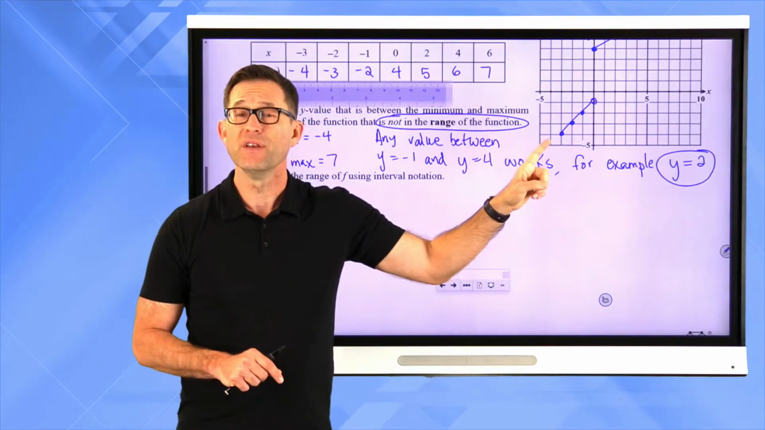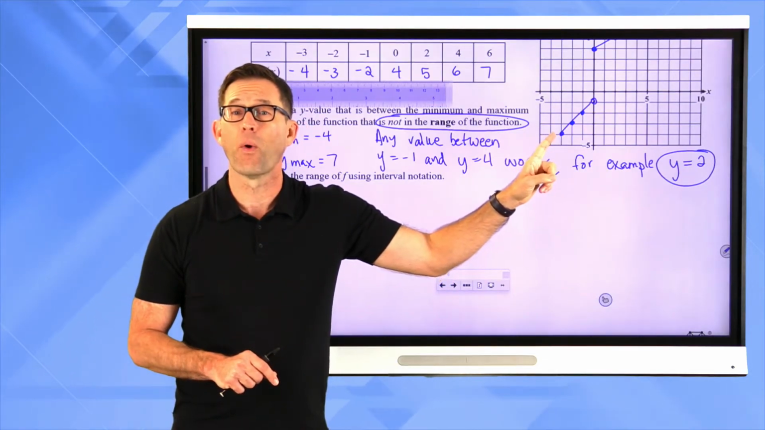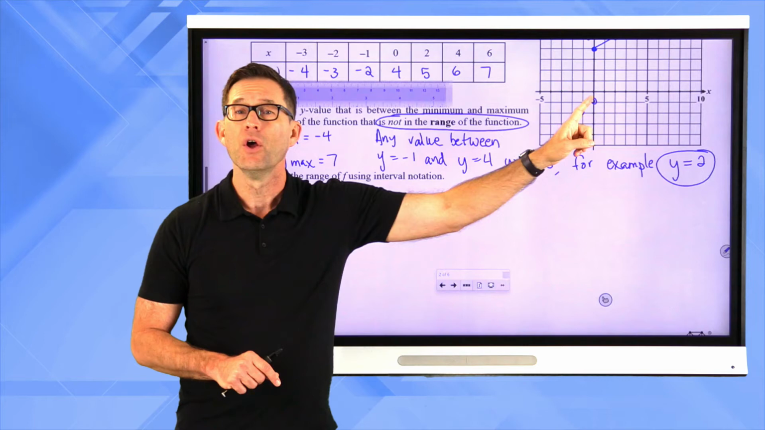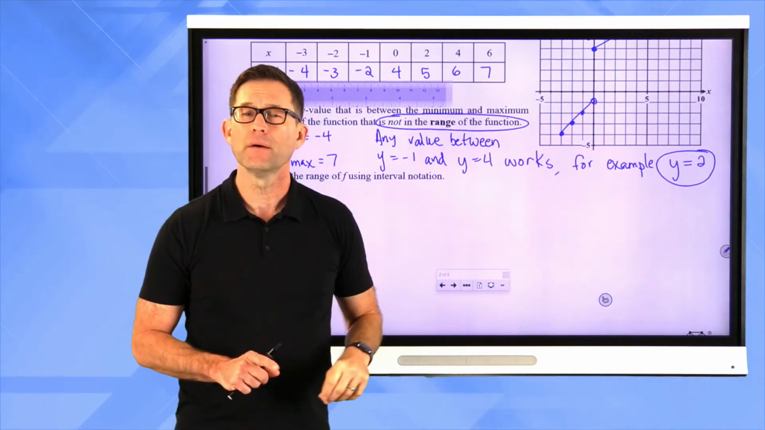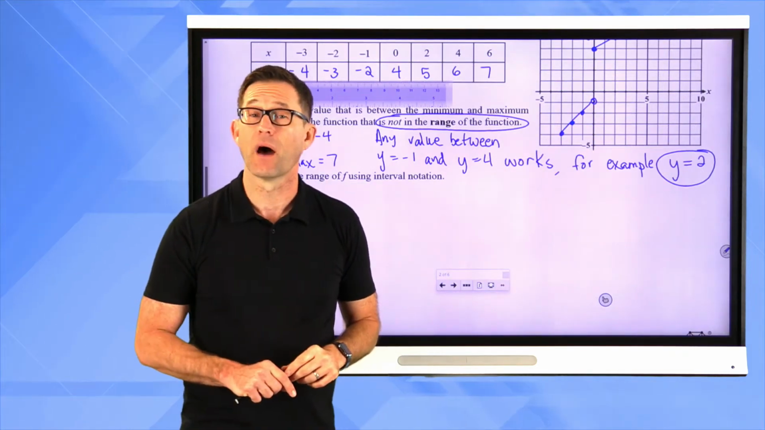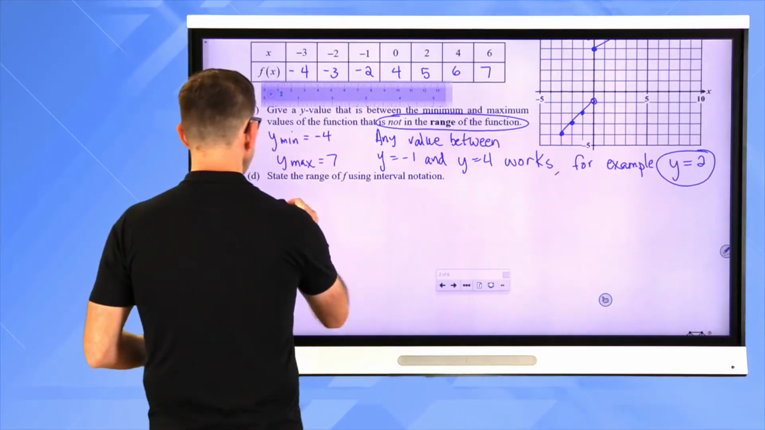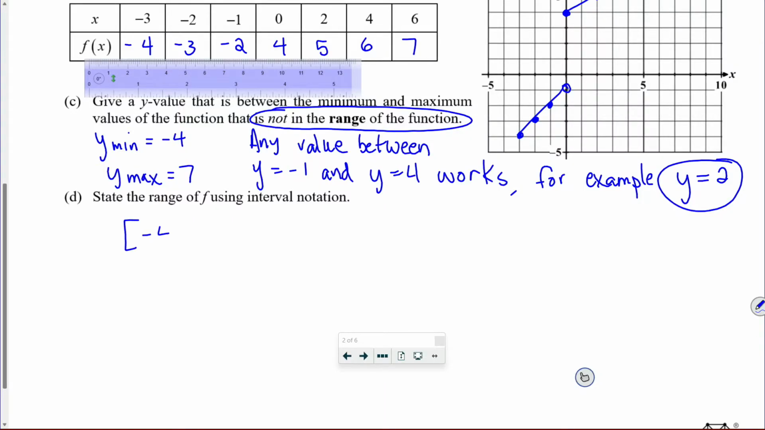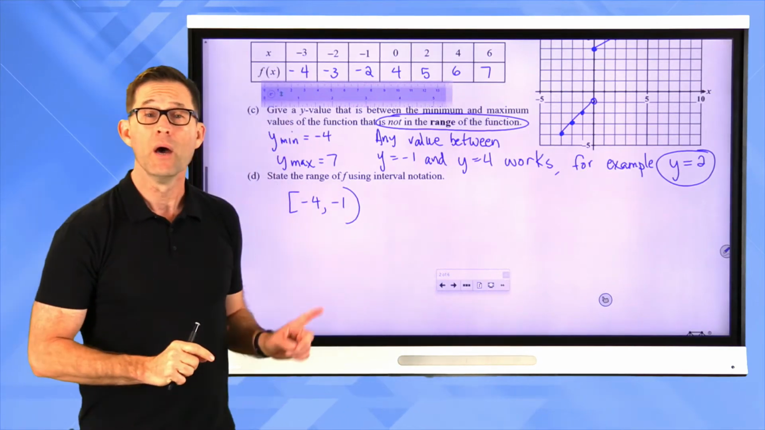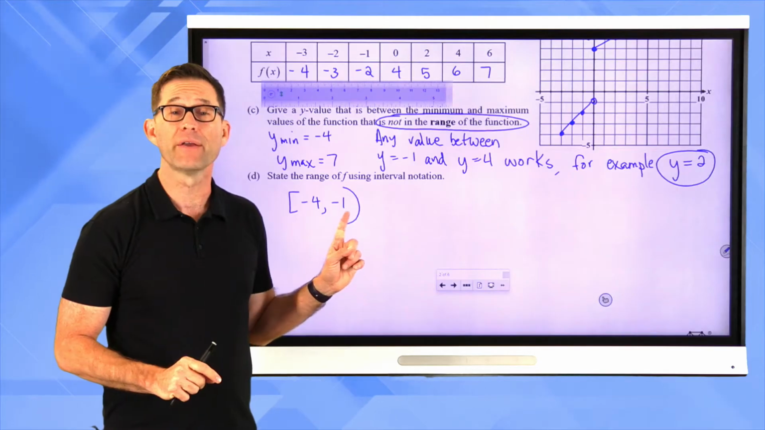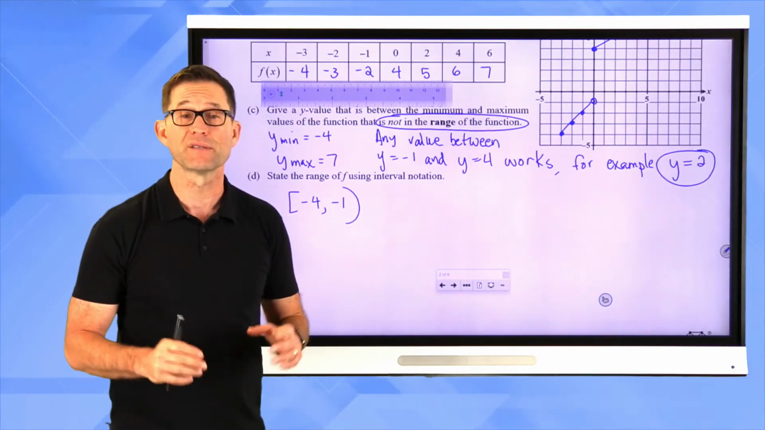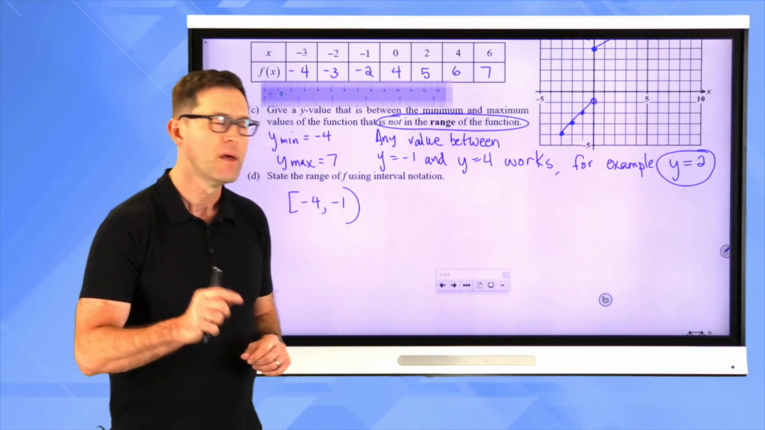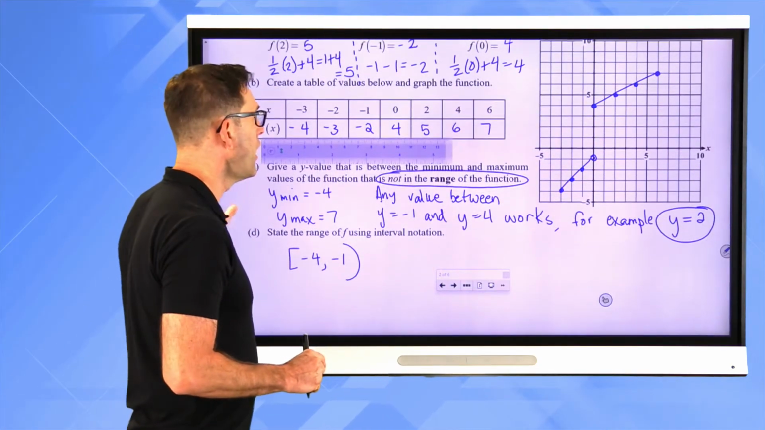portion. This portion of the function goes from a y value of -4 to a y value of -1, but the y value of -1 is not included. So I'm going to say that's -4 to -1, and remember with interval notation, if we do not want to include a value, but we want to include everything up to the value, we use a parenthesis instead of a square bracket.